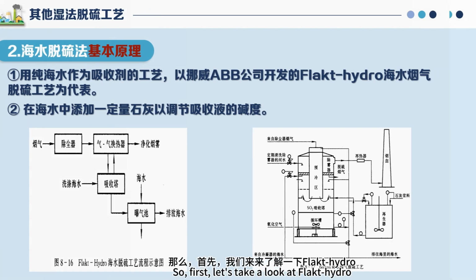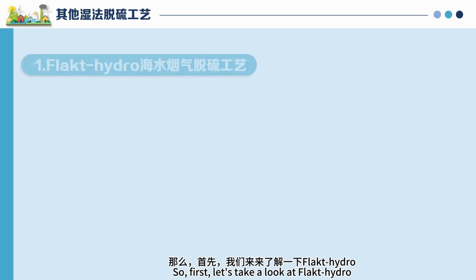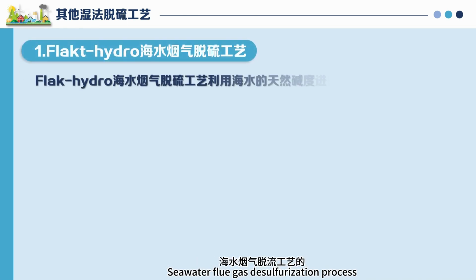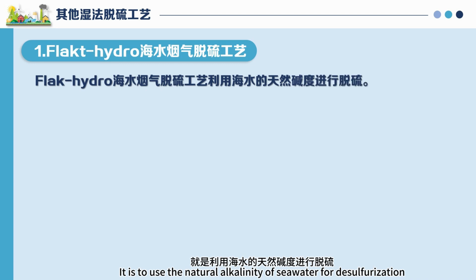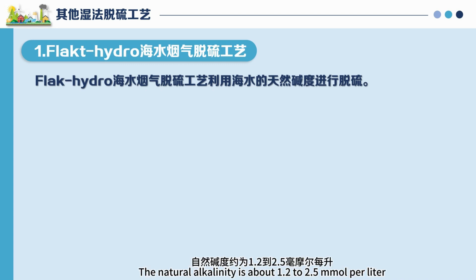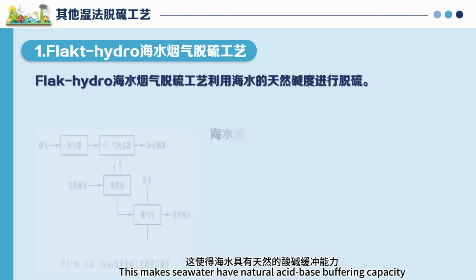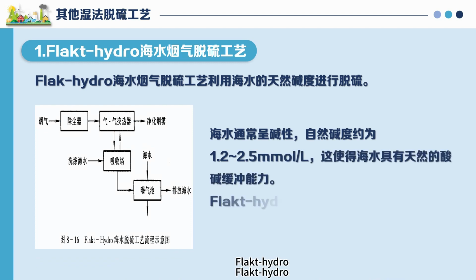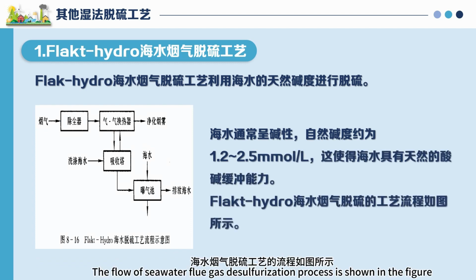So, first, let's take a look at the Flakt-Hydro seawater flue gas desulfurization process. It uses the natural alkalinity of seawater for desulfurization. Seawater is usually alkaline. The natural alkalinity is about 1.2 to 2.5 millimoles per liter. This gives seawater natural acid-base buffering capacity. The flow of the Flakt-Hydro seawater flue gas desulfurization process is shown in the figure.